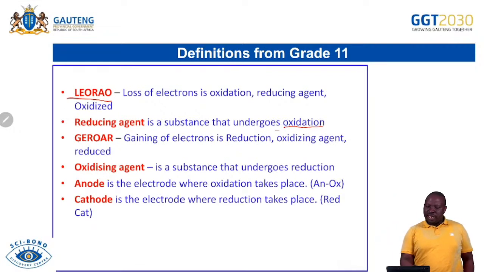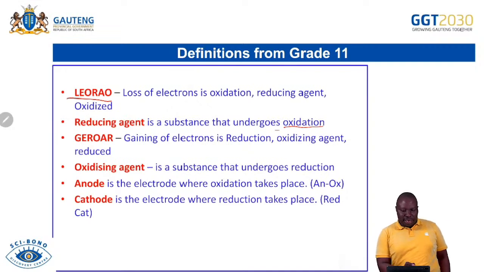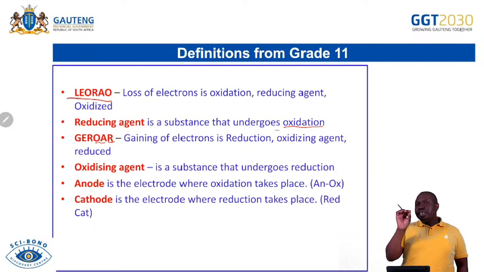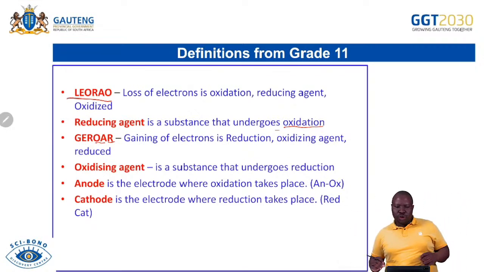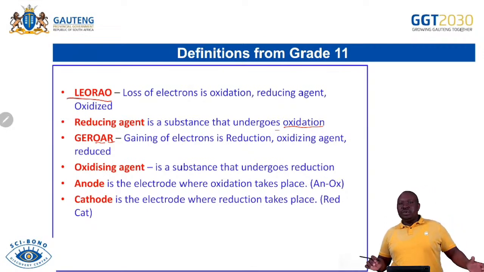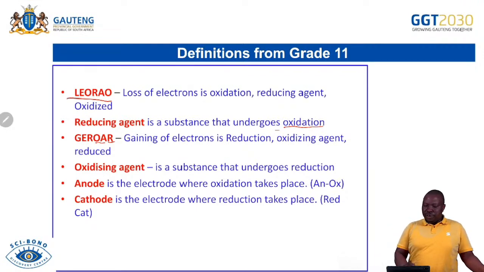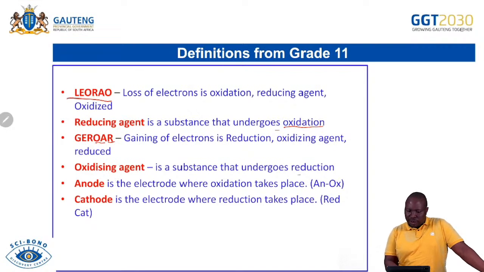Now, GER, we said gaining of electrons is reduction, and there we have the oxidizing agent, and the oxidizing agent is what is reduced. So you have to know that always the oxidizing agent is the one that is reduced. So when you look at the oxidation number, it must decrease because it starts with a bigger oxidation number. I've shown you that with chlorine, where chlorine started as Cl2 with oxidation number of 0, but now it was reduced to -1. So you have to understand that immediately when we move, that's how we move. You are able to do that. And we said the oxidizing agent is a substance that undergoes reduction.